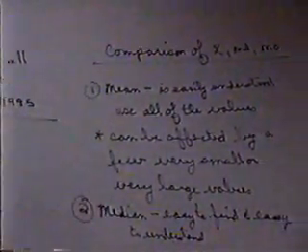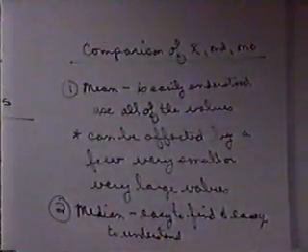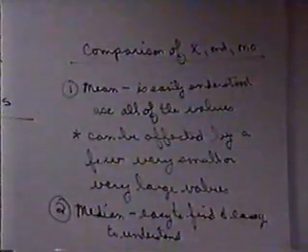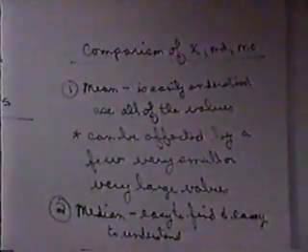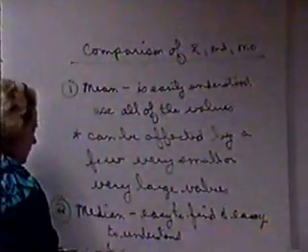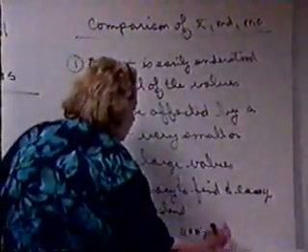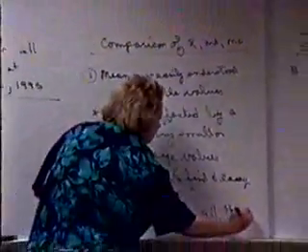If I tell you half the people make $20,000 or less, that's easy to understand. So it's easy to find, it's easy to understand, but it does not use all the values. That can be a disadvantage up here, or it can be a disadvantage down here. It does not use all the values.